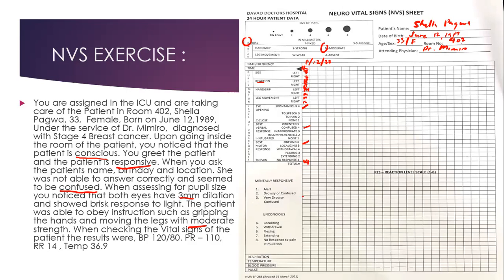14. Then, since he is confused here, that's number 2. Then, respiration is 14. Let's write 14 here. Temperature, 36.9. Then, you have your blood pressure is 120 over 80. And then, PR is 110. Alright? That's it. Isn't it easy?